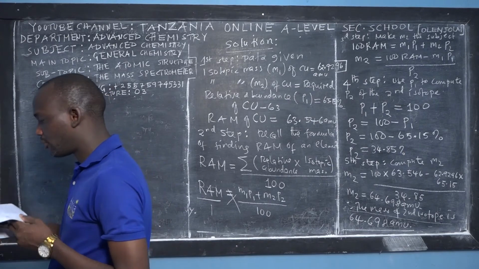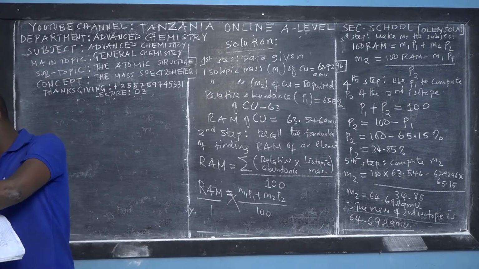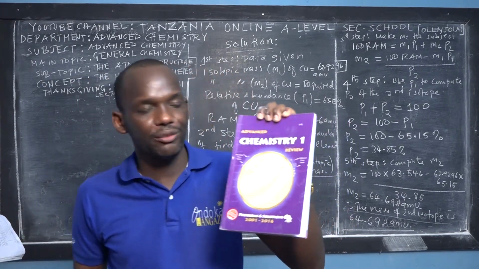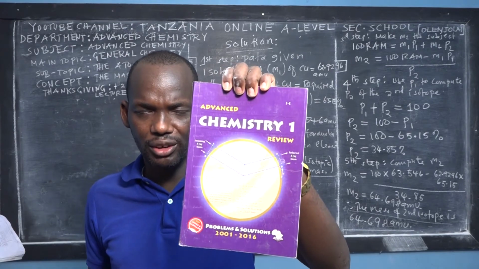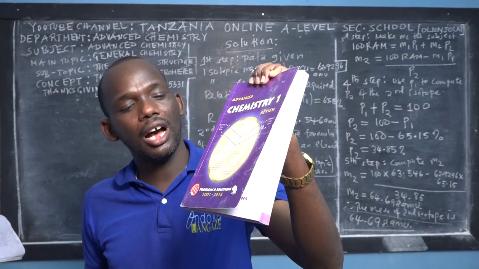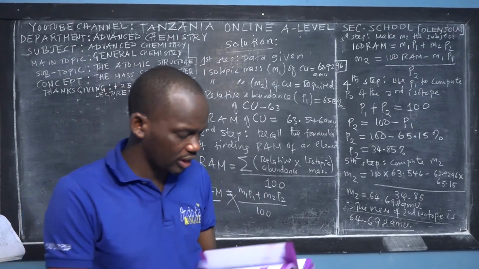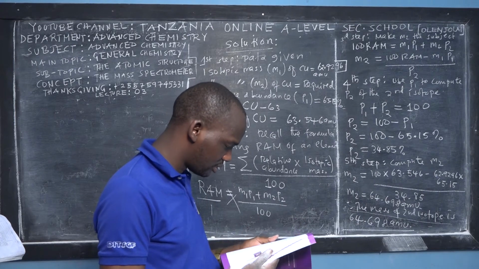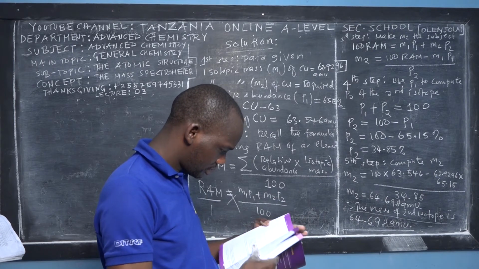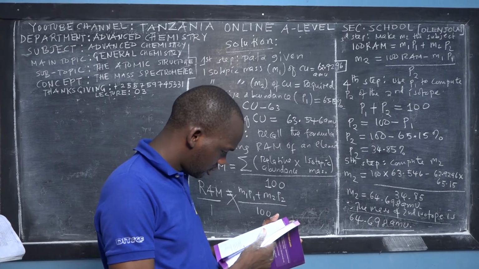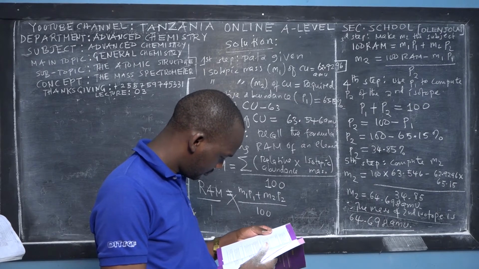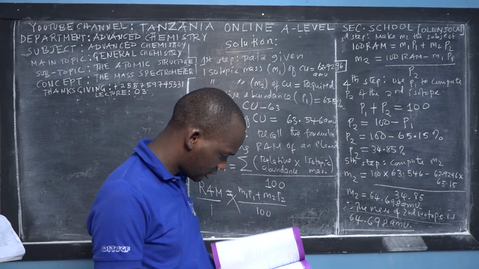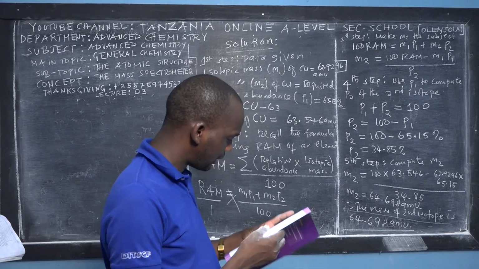Okay, so example 5 right now, this is the question which has been asked in the Advanced Certificate of Secondary Education Examination in 2015, if I'm not mistaken. So this question has been asked in 2015. Okay, so it was 2015. Question number, no, 2016. So it has been asked in the year 2016, question number 2C.